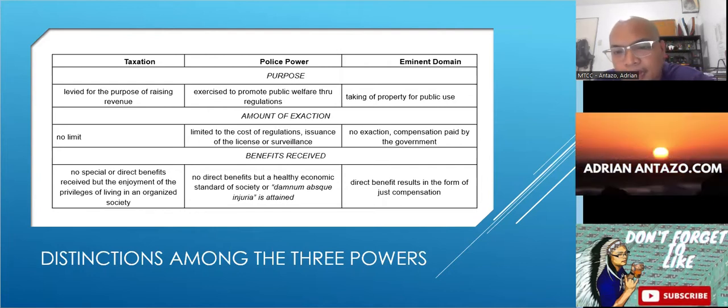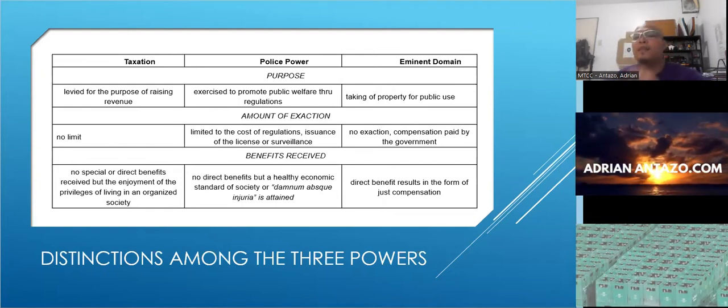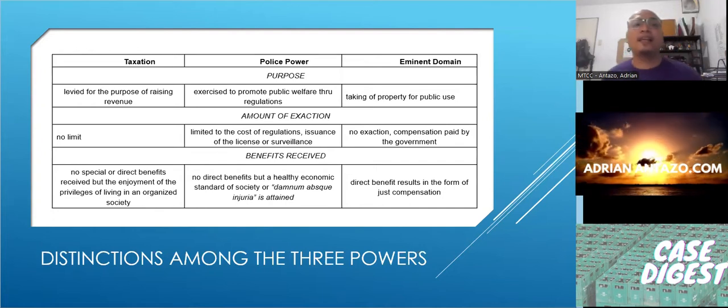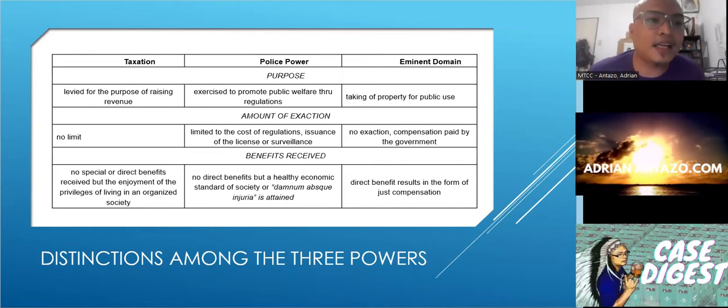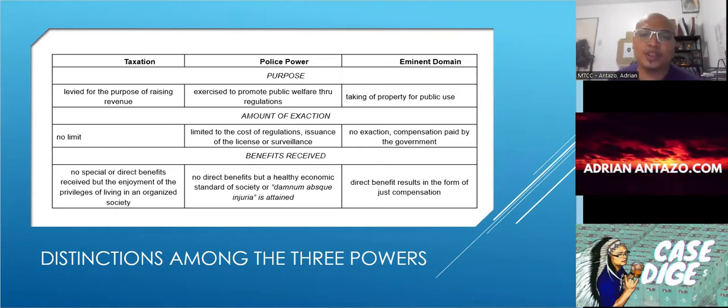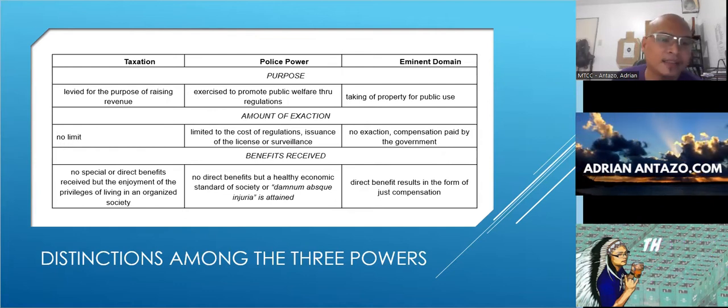While in eminent domain, direct benefits result in the form of just compensation. Ano ba yung benepisyo? If the government takes your property, the government is required not only by our laws, but it is required by the Constitution that the government must pay you justly. Okay?